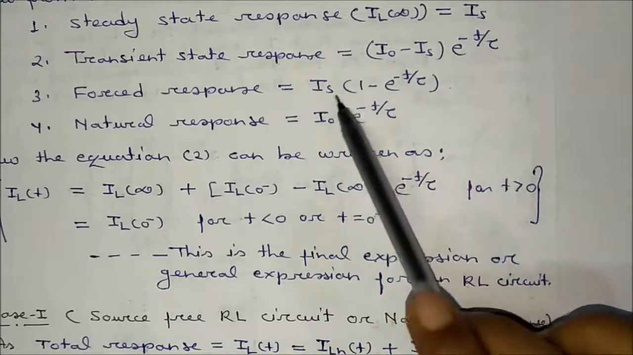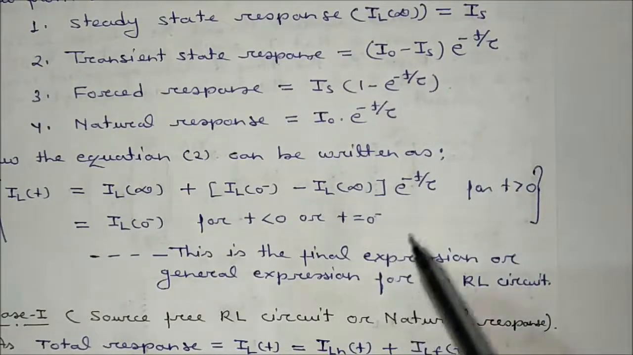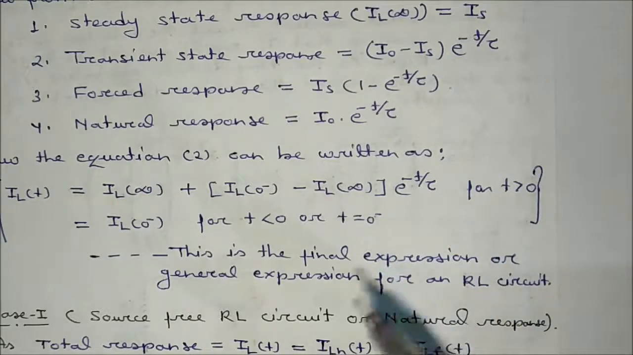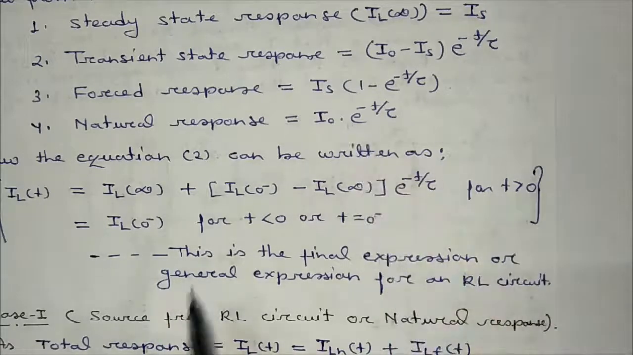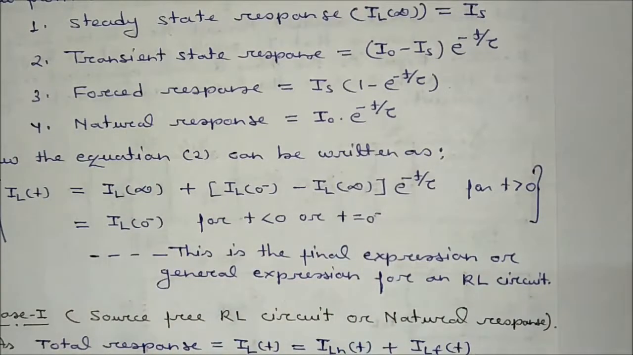Forced response is equal to I times (1 minus e to the power minus t by tau). Similarly, if someone is asking about natural response, the natural response is always calculated only due to what? Initial condition. That means the supply must be 0, and supply is what? That is I, the current source. So in the previous expression, just make I equal to 0, and you will get natural response is equal to I naught e to the power minus t by tau.